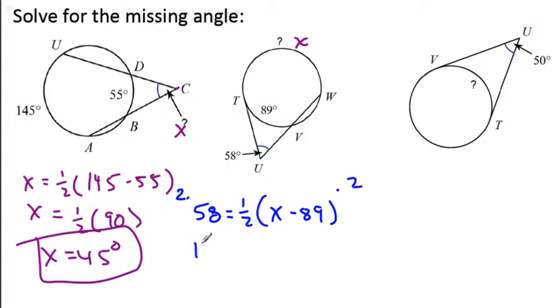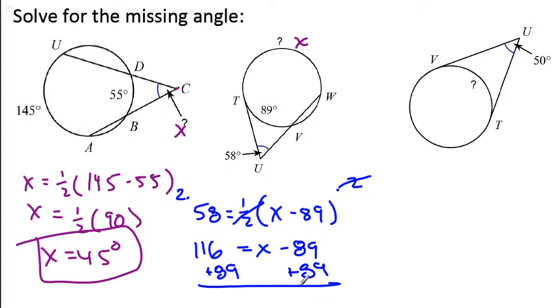So this is going to give me 116, and that half and that 2 will cancel, so I'll just have equals x minus 89. Now if I add 89 to each side, plus 89. Okay, 216, 206, 205 equals x. See what I did there in my head? So the measure of this arc is 205 degrees. Easy enough.